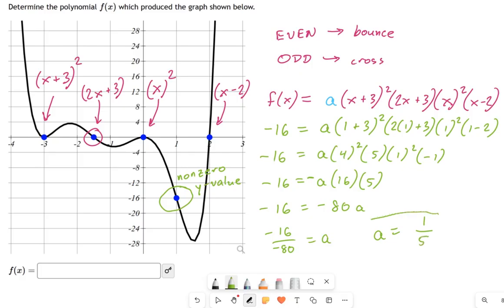And that number, that 1 over 5, is not the answer to the whole problem, but you would plug that back in at the beginning, right? Where it said a in the beginning, you would now stick 1 over 5.